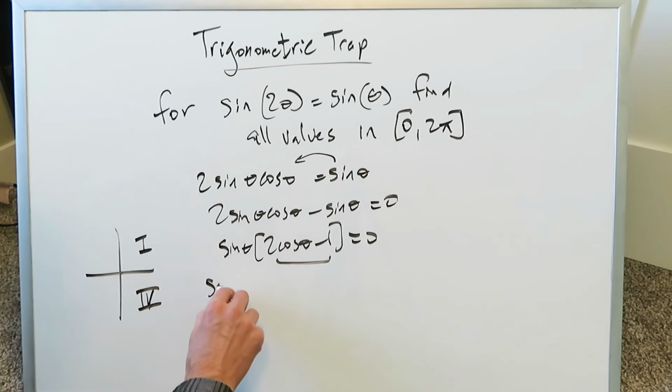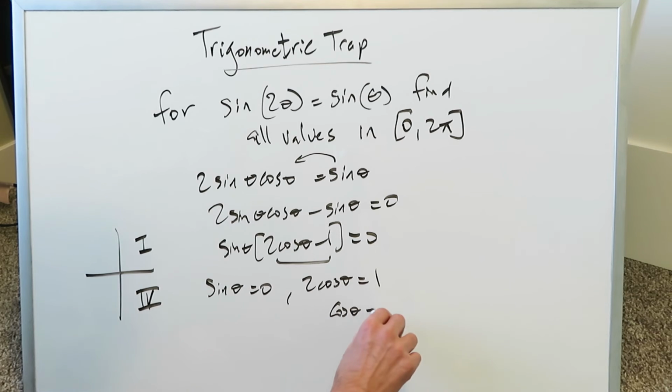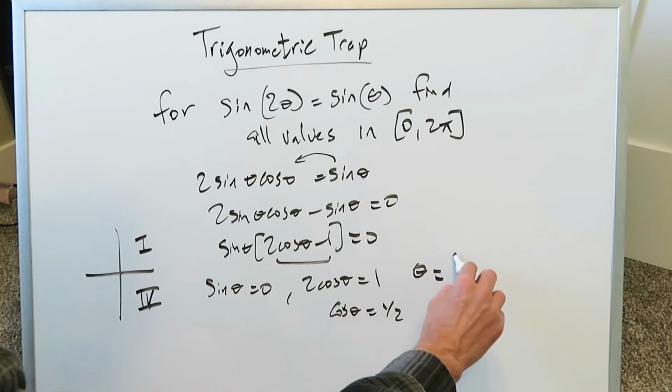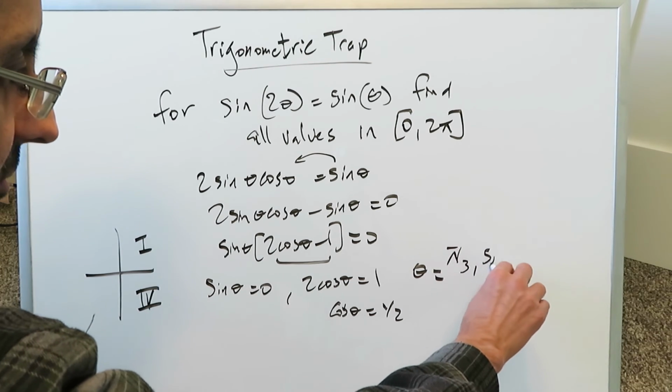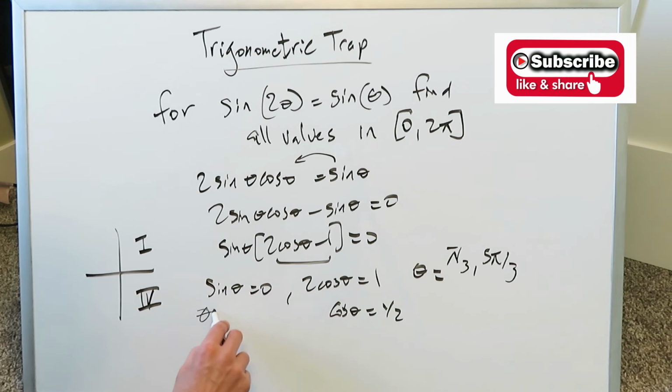But now you have two separate equations: sine theta is equal to 0 and 2 cosine theta is equal to 1. Cosine theta here is equal to 1 over 2, and you know from this part theta is equal to pi over 3 and 5 pi over 3, 60 degrees and 300 degrees. But from here we know now theta is equal to 0 degrees, it's equal to pi, and it's equal to 2 pi, because sine of 0, sine of 180, sine of 360 is equal to 0. Here you're getting 3 more solutions which you weren't getting otherwise.